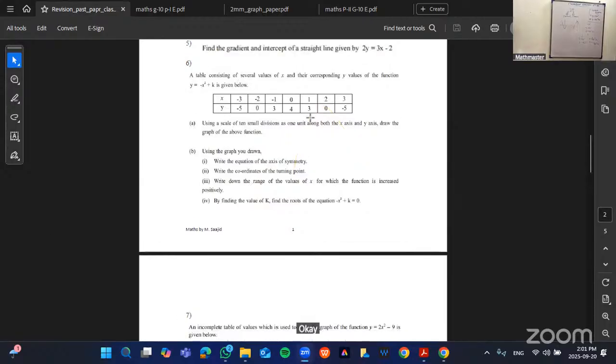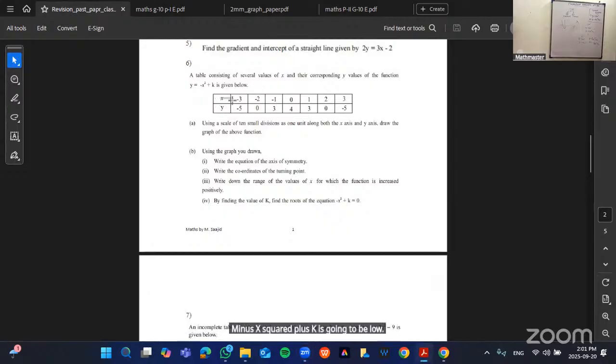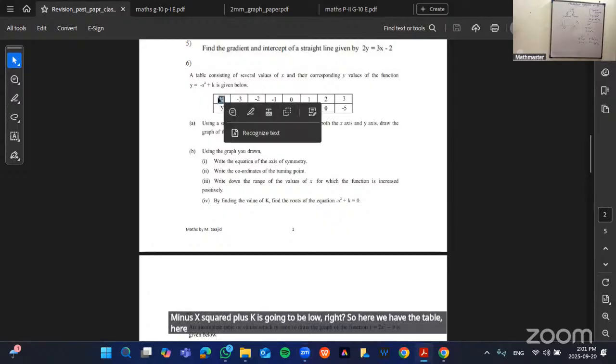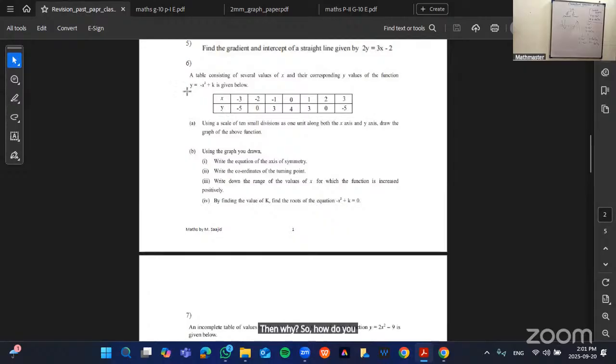Okay. A table consisting of several x values and corresponding y values in the function minus x squared plus k is given below, right? So here we have the table, with x and y. So x is minus 3, minus 2, minus 1, 0, 1, 2, 3. Then y. How do you find y here? We apply this equation and we find the y value. They have given the y values here: minus 5, 0, 3, 4, 3, 0, minus 5.